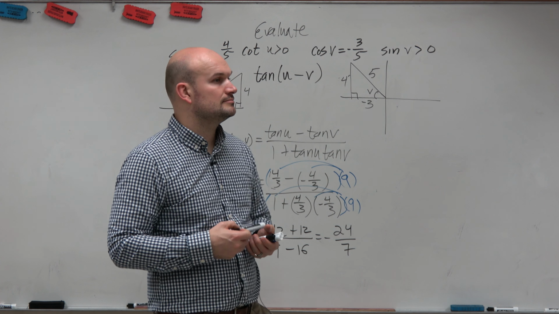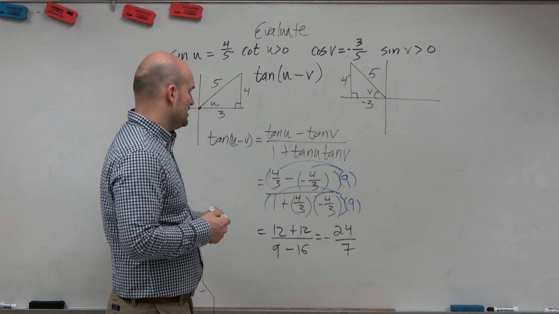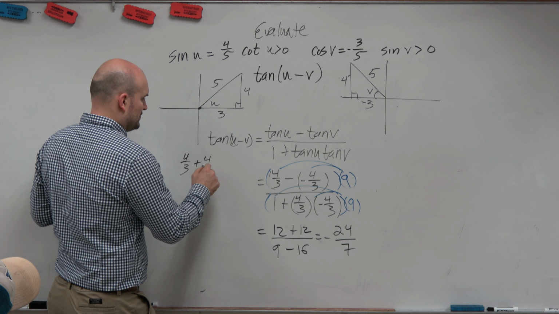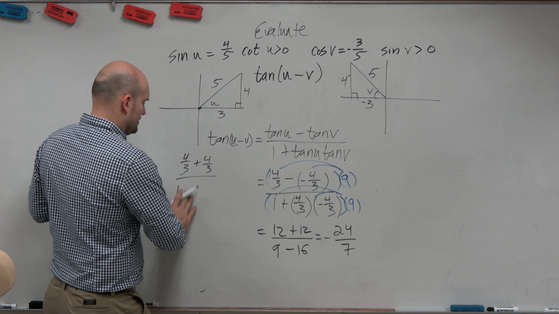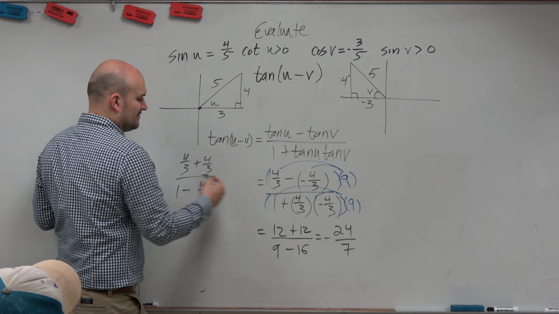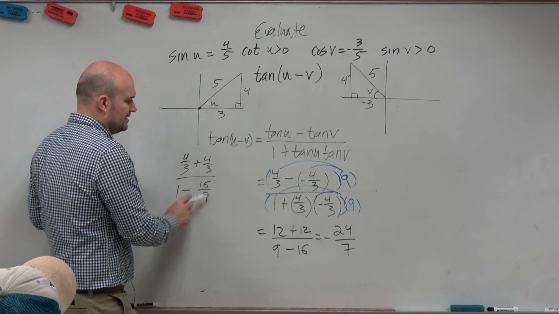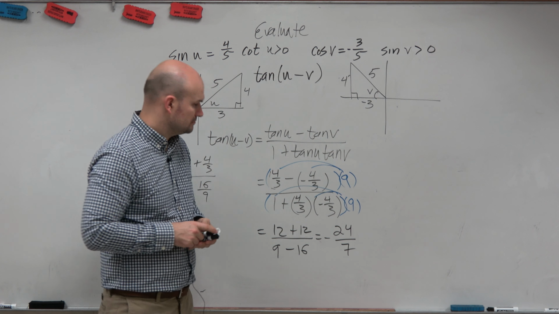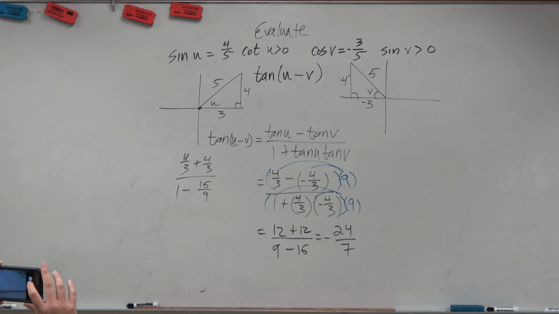Yes? How did I get what? So if you were to kind of simplify this real quick, you get 4/3 plus 4/3 over 1 minus 16/9. So if you were to simplify this a little bit, you'd get this. And now you can see the common denominator of my denominators, 3 and 9, is 9. Because the 3 was an expression by itself. It was multiplied by another 3.